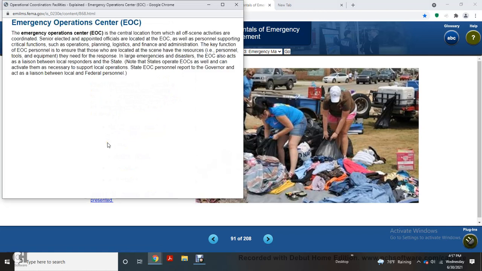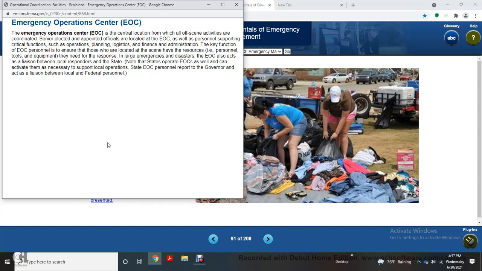Emergency operations centers are the locations from which all off-scene activities are coordinated, with senior elected and appointed officials located at the Emergency Operations Center, as well as the personnel that support critical functions such as operations, planning, logistics, finance, and administration. A key function of the Emergency Operations Center and its personnel is to ensure that those located at the scene have the resources, personnel, tools, and equipment they need to respond to a large emergency.